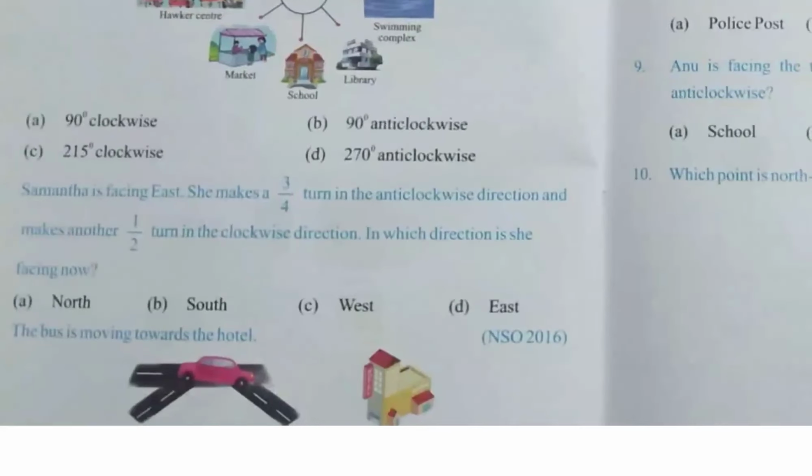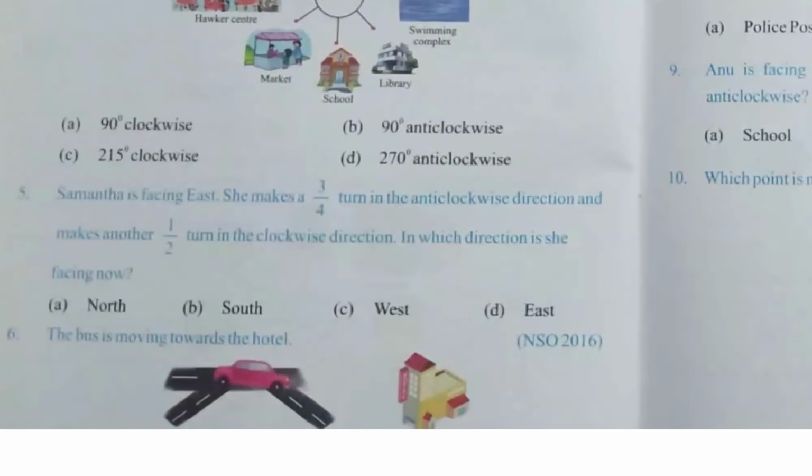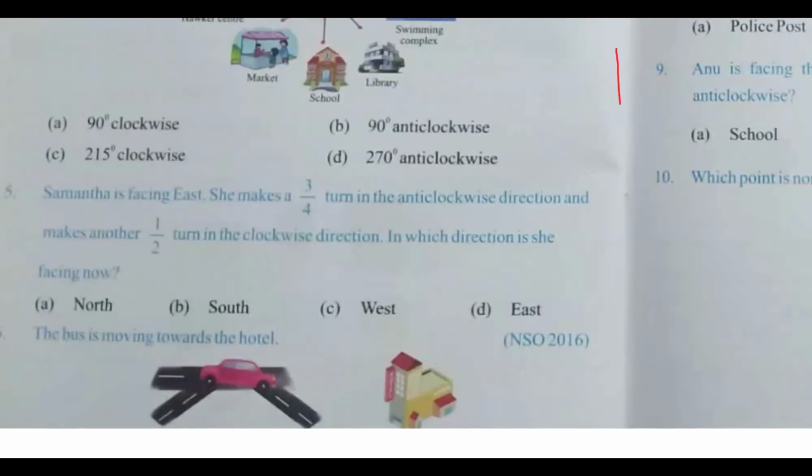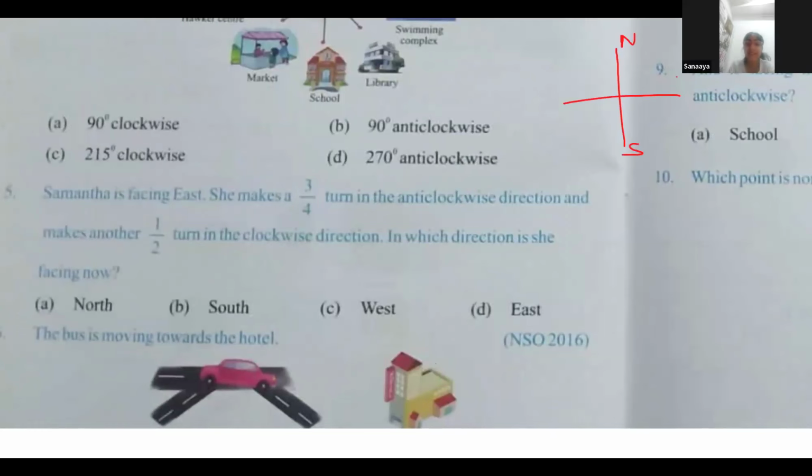Question number 5 says, Samantha is facing east. She makes a 3 by 4 turn in the anti-clockwise direction and makes another half turn, 1 by 2 turn, in the clockwise direction. In which direction is she facing now? Now, a new concept we can say. This is a little different. Ma'am, it came in my maths exam. This quarter, half. It came.